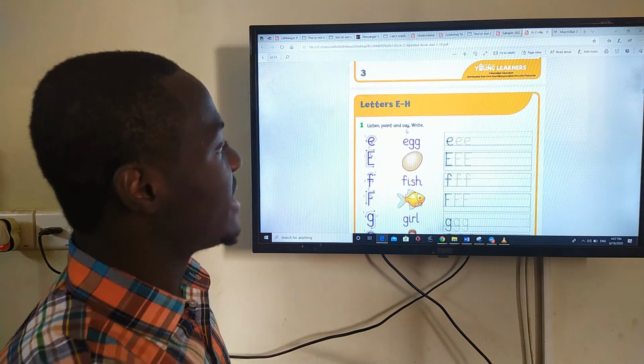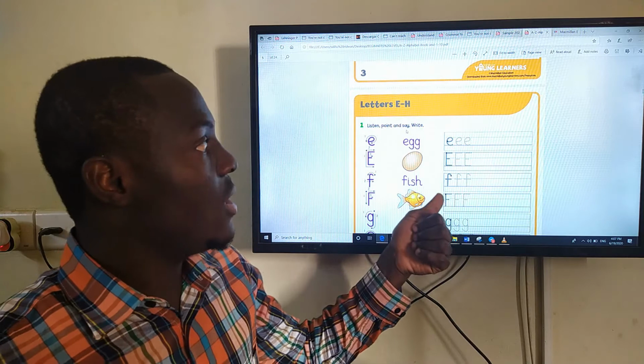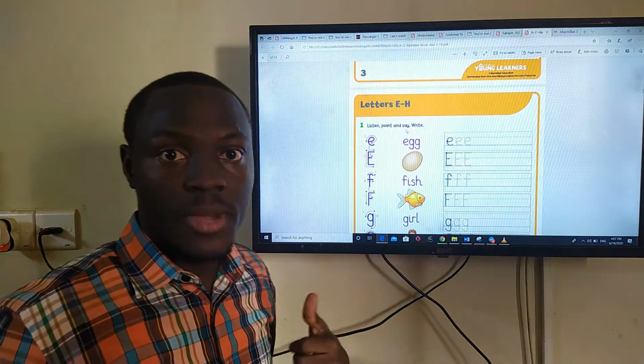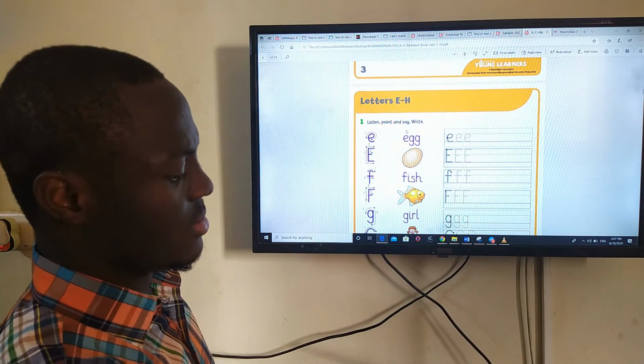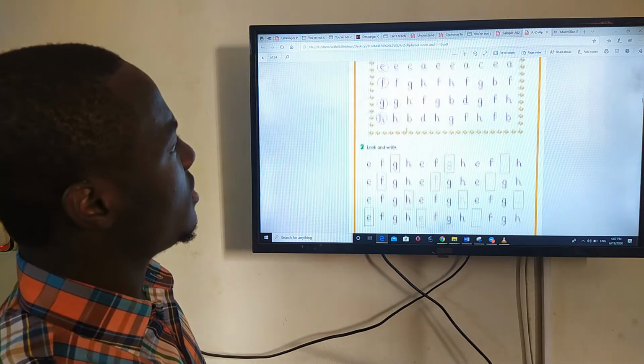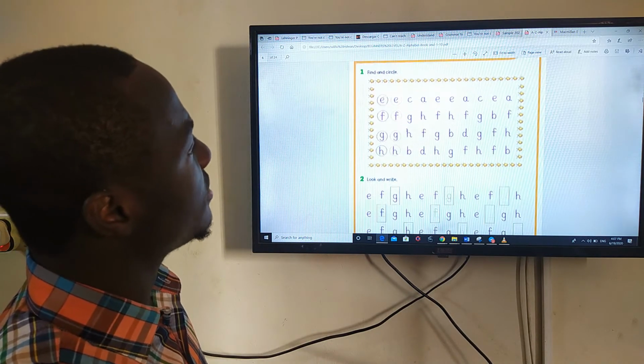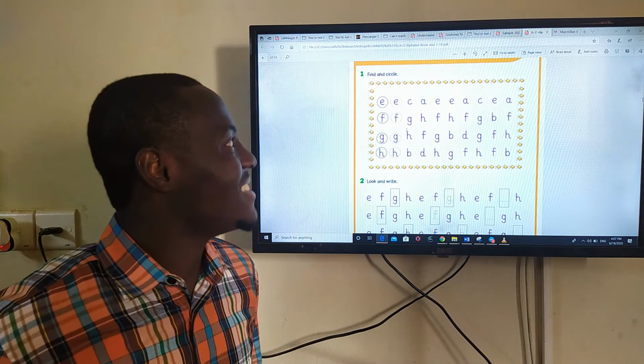The next page, I think I've explained a similar example in our previous pages, so I wouldn't speak much here. Alright, this is another different thing. They say find and circle.